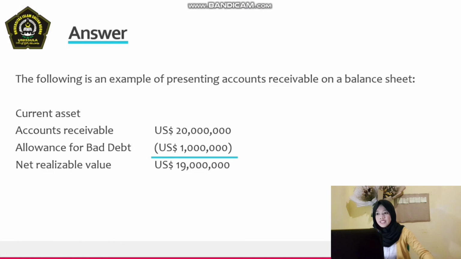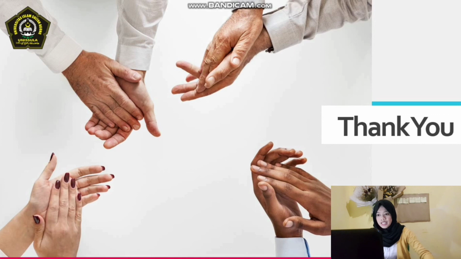The following is an example of presenting accounts receivable on a balance sheet. Current assets: the first is account receivable 20 million, allowance for bad debts minus 1 million, and then we can find net realizable value is 19 million.